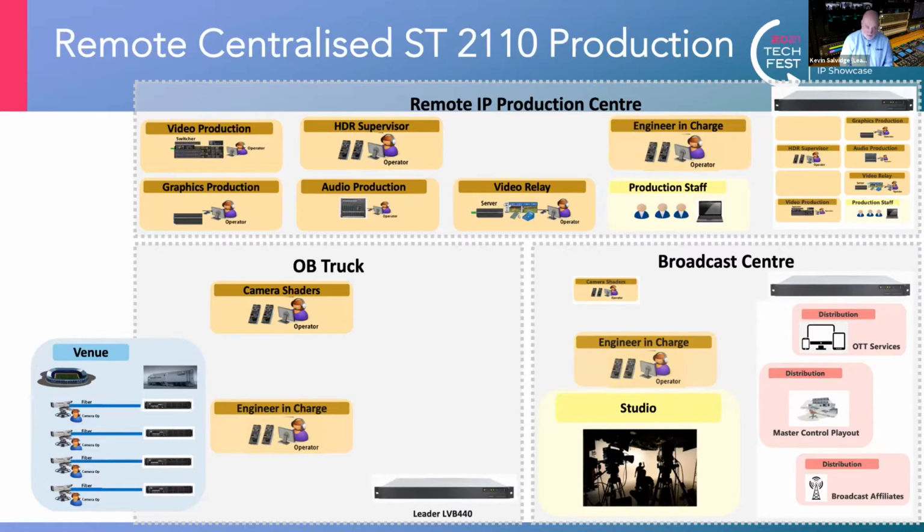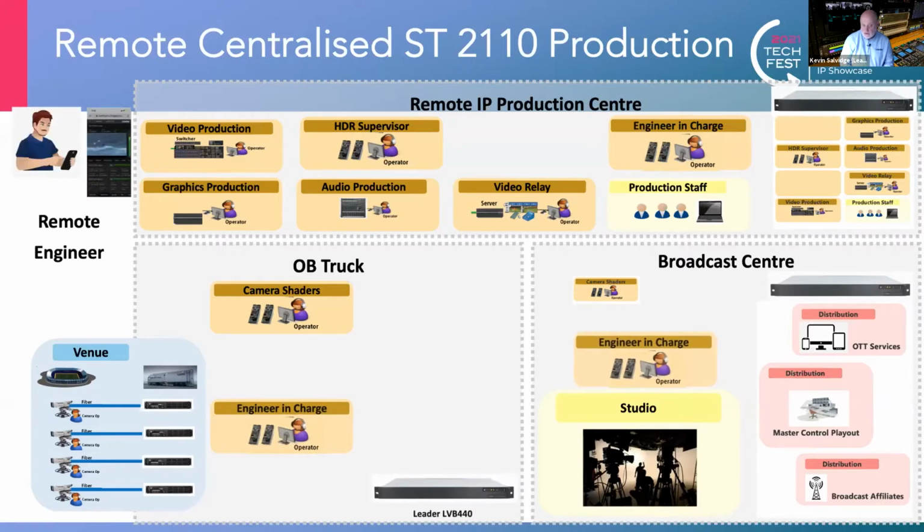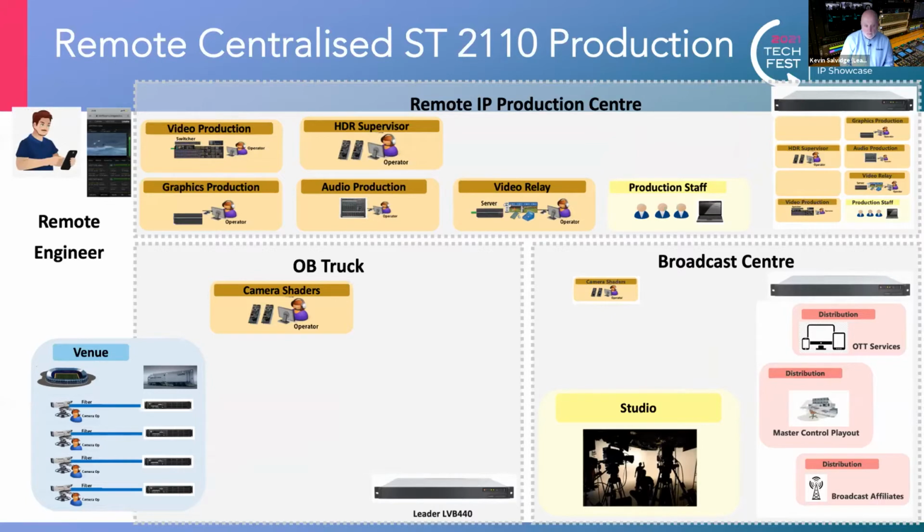Is it within one of the other facilities, or is it actually part of the network connectivity that's causing me the issue? So if the engineer in the remote production center can do this, there's nothing to stop the engineer in the OB truck looking in, or the engineer in the broadcast center viewing the other way. And the 440 also allows remote connection via a web browser from a mobile device.